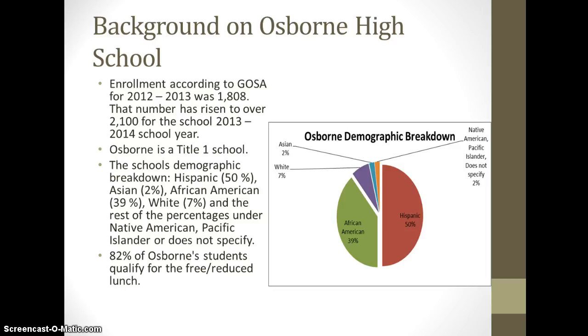You can see, according to the demographic breakdown with the pie chart as well as the demographics to the left, Osborne has about 50% Hispanic, 39% African American, 7% white, and the other two percentiles are Asian as well as Native American, Pacific Islander, or does not specify. And you see at Osborne High School there is actually an 82% of the students qualify for free or reduced lunch.